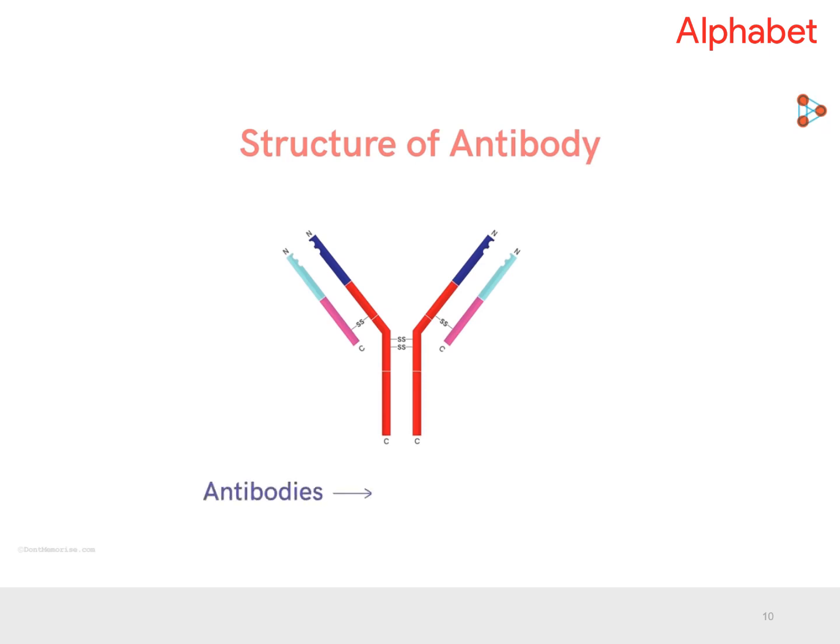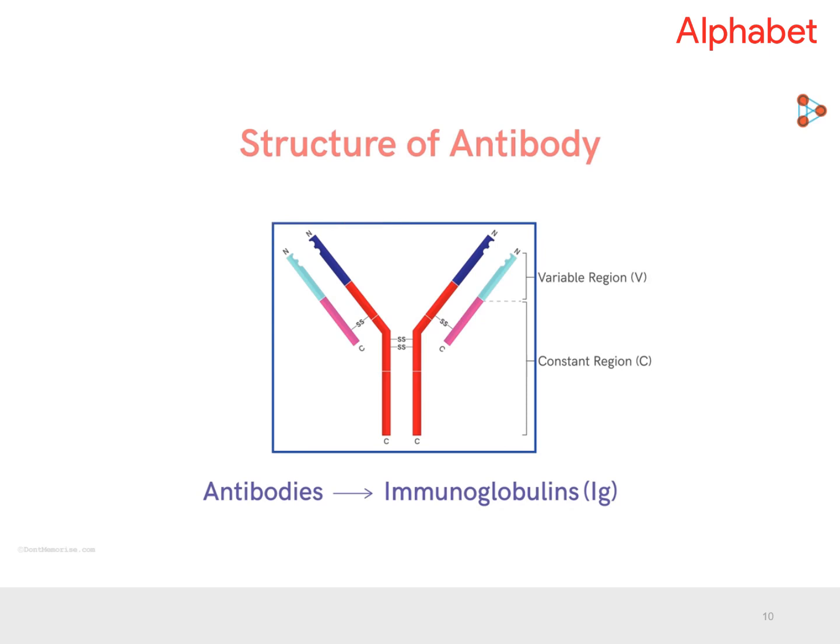Antibodies, also known as immunoglobulins, are denoted with the abbreviation IG. They are Y-shaped protein molecules which are made up of different peptide chains. Here we have a complete representative structure of a typical antibody. This structure of antibody is basically studied by dividing it into two parts: the constant region and the variable region formed by these peptide chains.